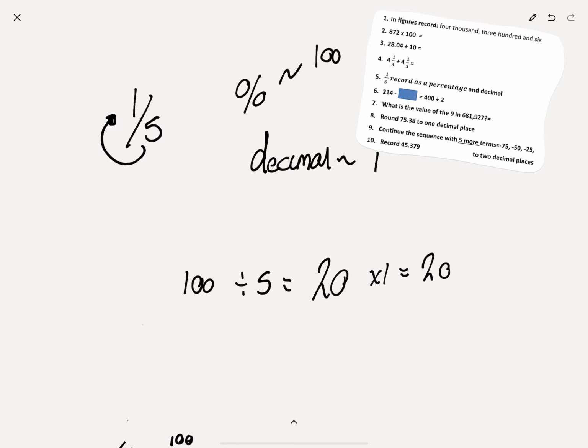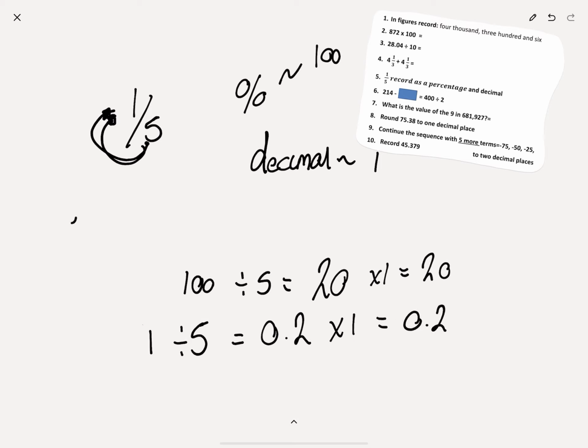Same principle for the decimal. So you're going to take 1 and divide it by 5, which is obviously a lot harder. However, I've already done the hard work. 100 divided by 5 is 20. So 1 divided by 5 is going to have a 2 in there somewhere. It's 0.2. Okay, and again, I've divided by the bottom, so I'm going to multiply by the top, the numerator, times 1 is still 0.2.